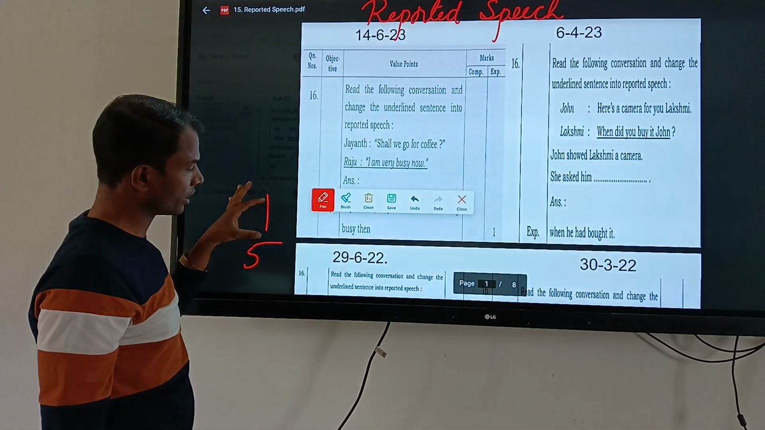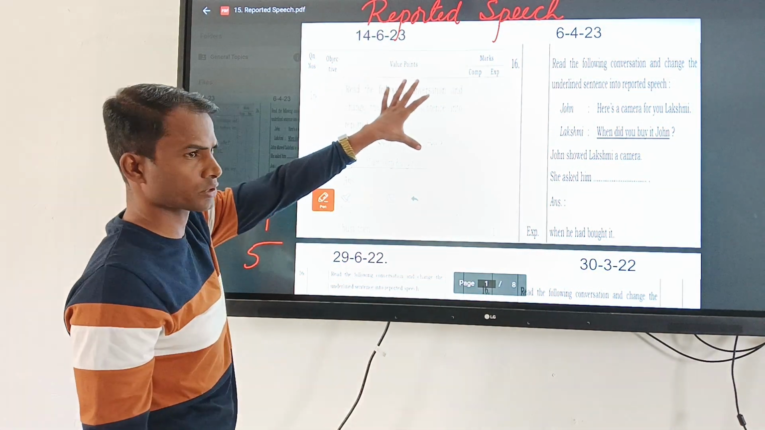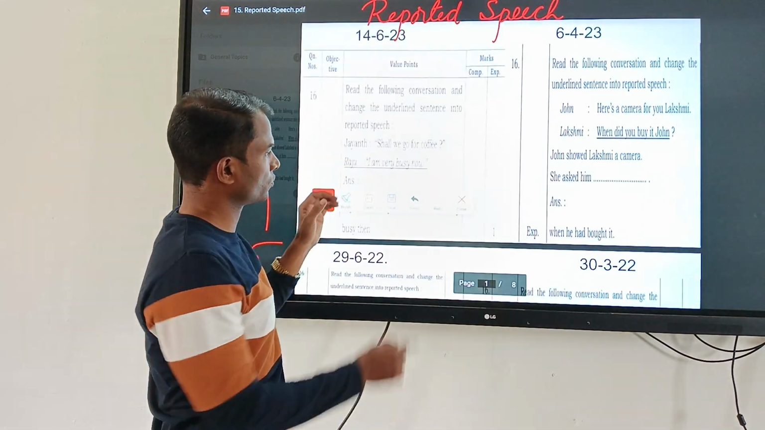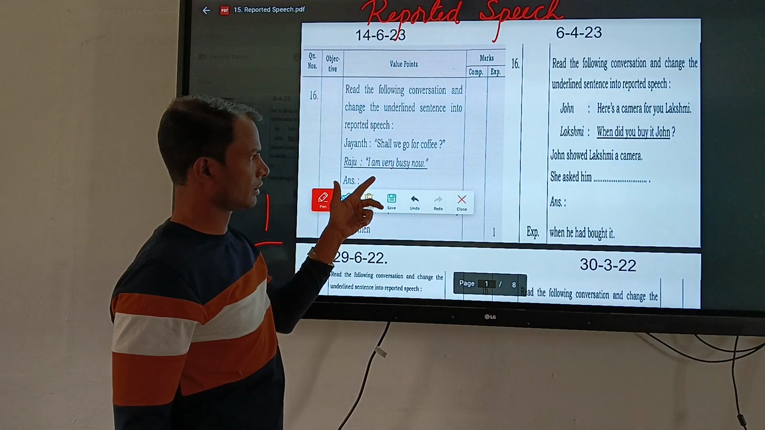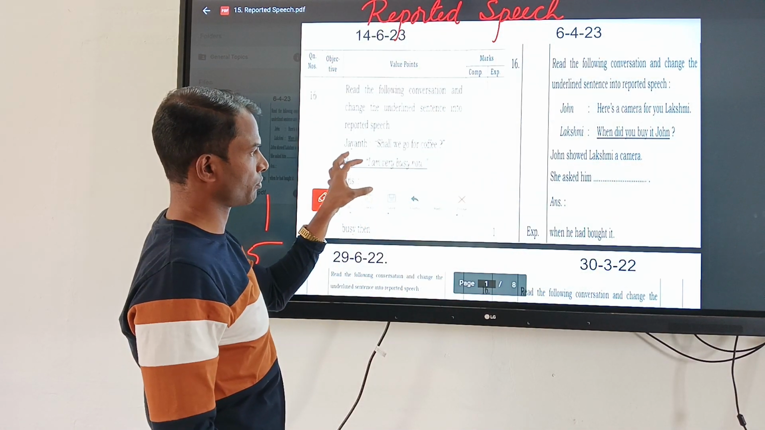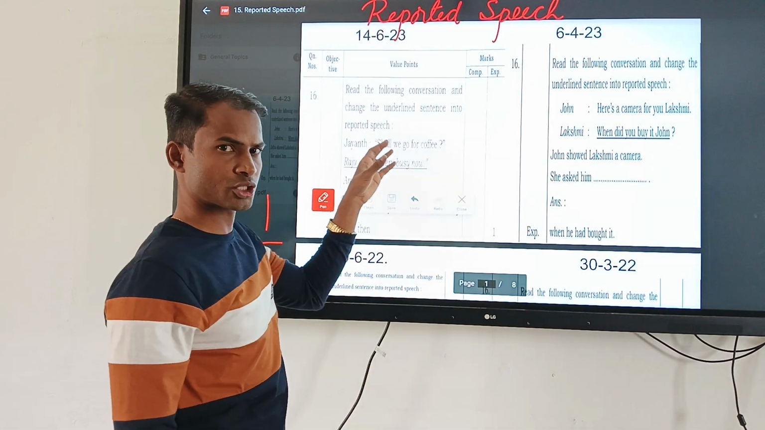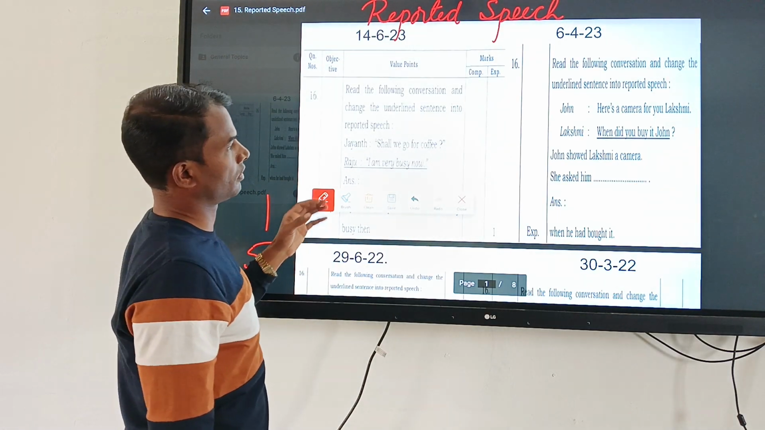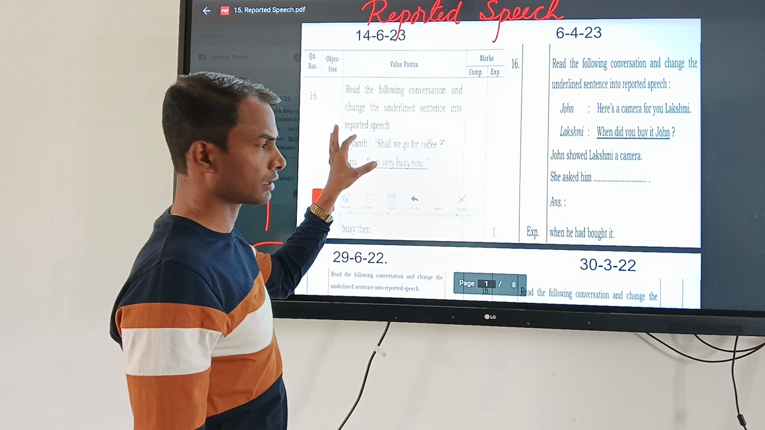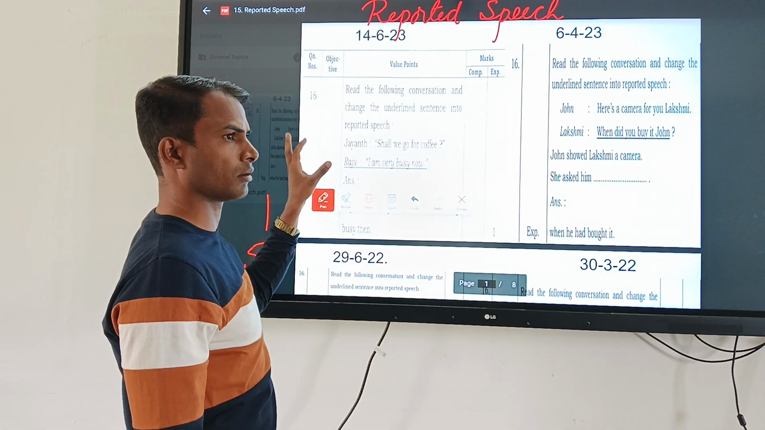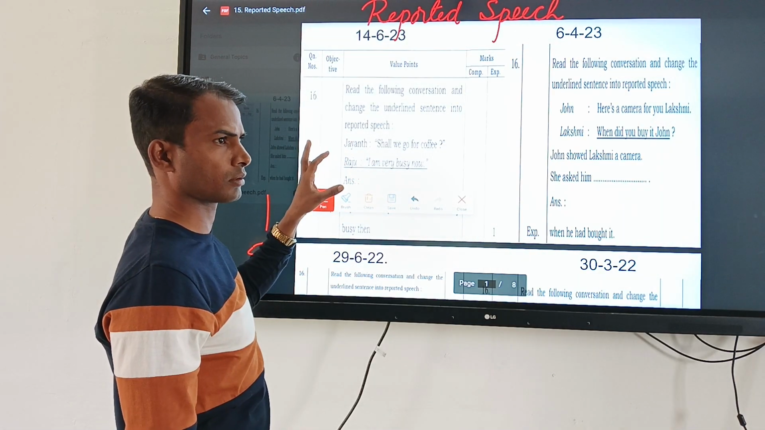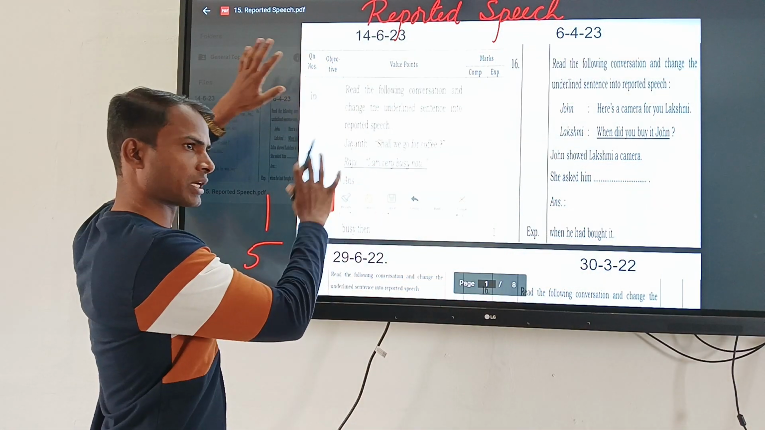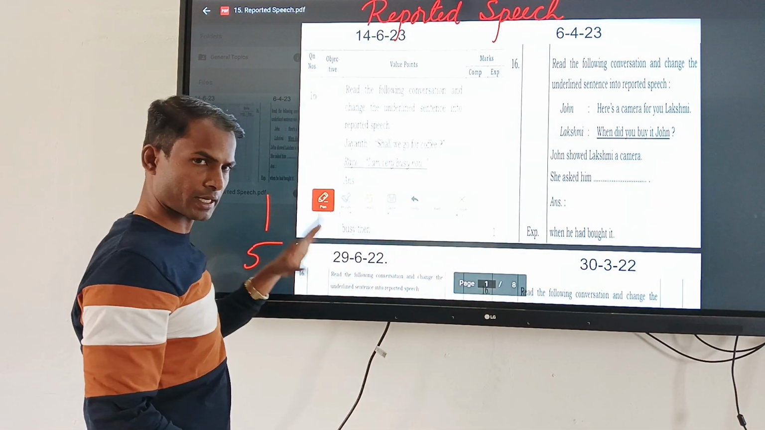In SSLC, there will be a conversation given to us, and in the conversation there will be a line underlined, and we will be required to change that particular line from direct speech to indirect speech. Whereas in PUC a conversation will be given, and any student studying in second PUC must be able to change the whole conversation from direct speech to indirect speech.